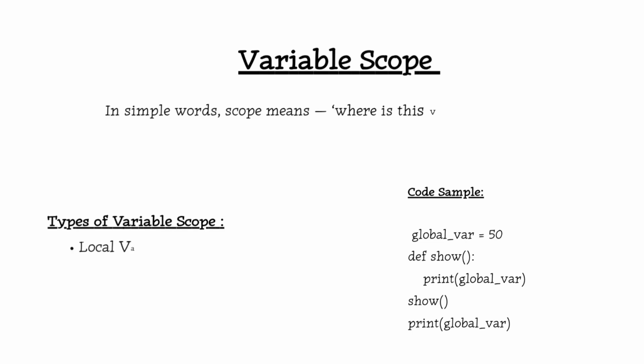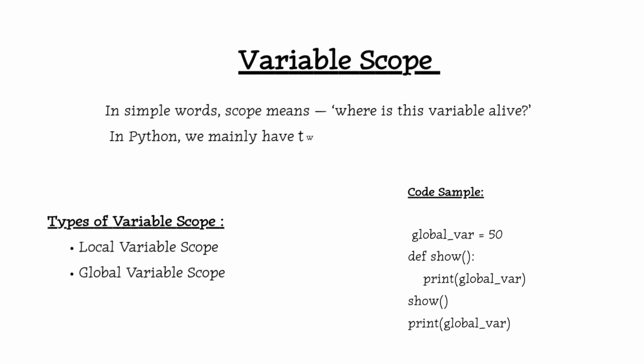Let's right now talk about what a variable scope is exactly. In simple terms, if I talk about variable scope in Python, wherever we define a variable, how long it will stay alive and be used depends on the scope where we have defined it.